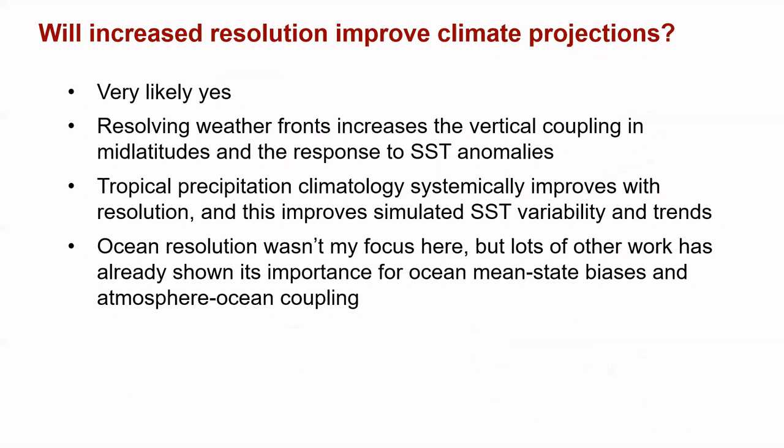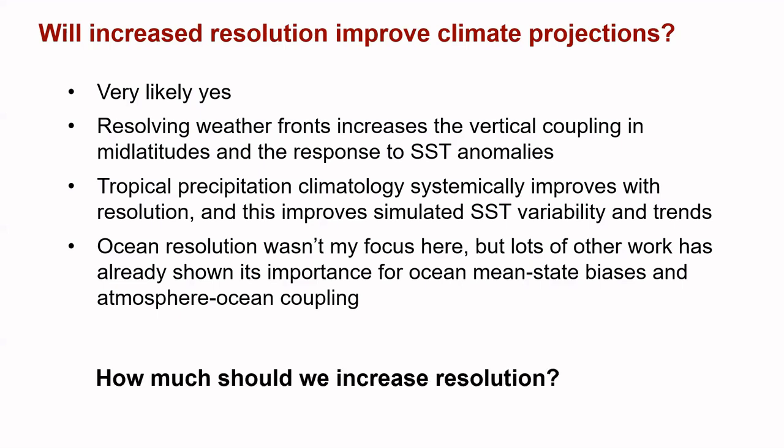It seems that there can also be systematic improvements in the precipitation climatology with resolution, and that this can influence the forced and unforced SST variable trends. I was focused primarily on atmospheric resolution, but there's of course been a lot of work, including by some of you in the room, on how ocean resolution can also improve mean state biases in ocean and atmosphere-ocean coupling. So I think looking at the combination of increased atmospheric resolution, which was my focus, with increased ocean resolution has a lot of exciting opportunities.